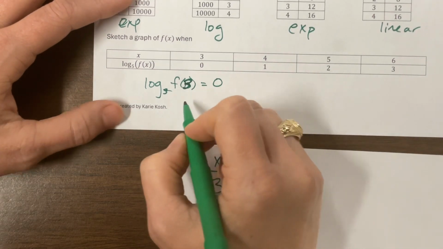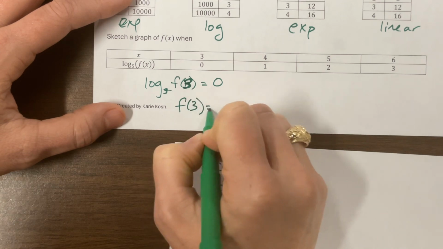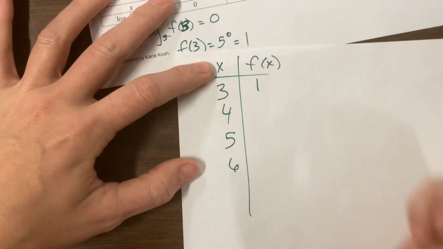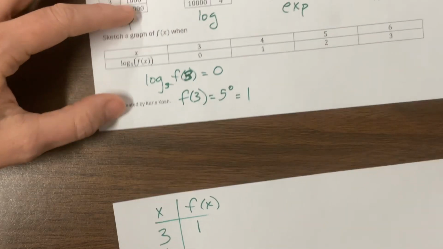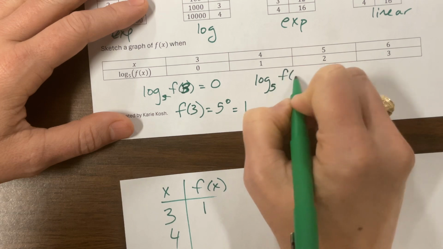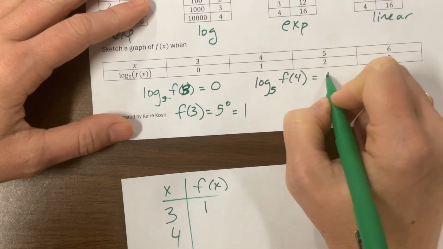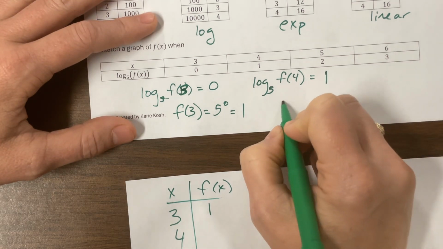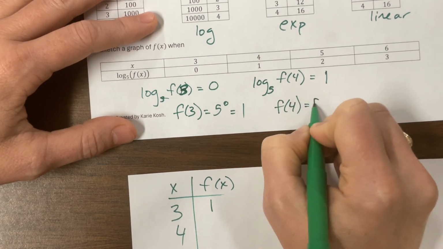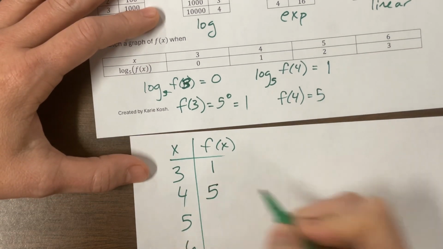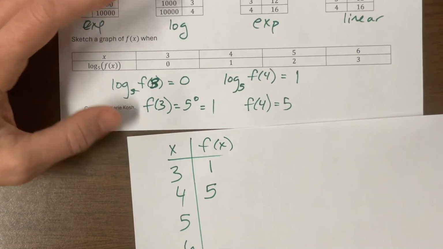5 to the 0 is equal to 1. So f of 3 will be equal to 5 to the 0, which is 1. And so we need the point 3, 1. Okay, the next one, we have log base 5 of f of 4 is equal to 1. And now we have 5 to the 1 is equal to f of 4. So f of 4 would equal 5 to the 1, which is just 5. And so on this table here, I can put in a 5. Hopefully you see what's about to happen.